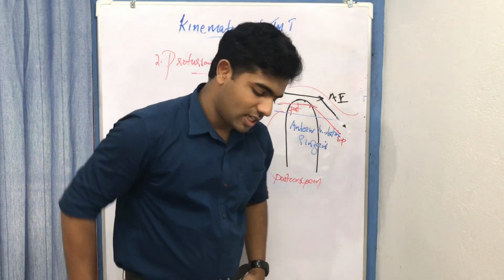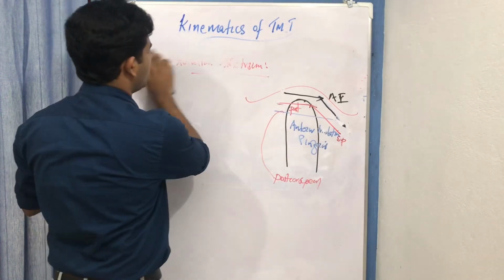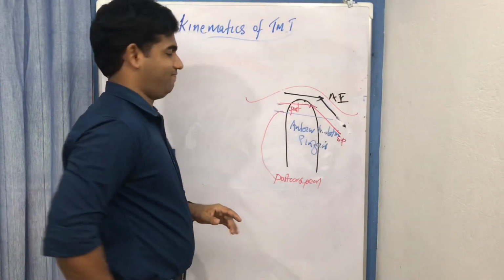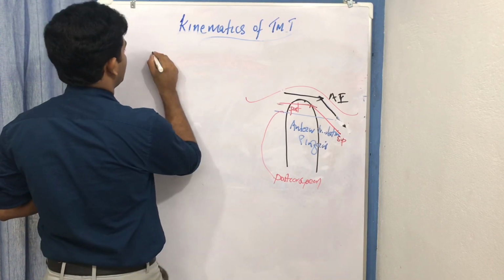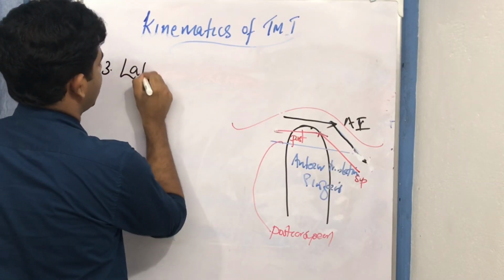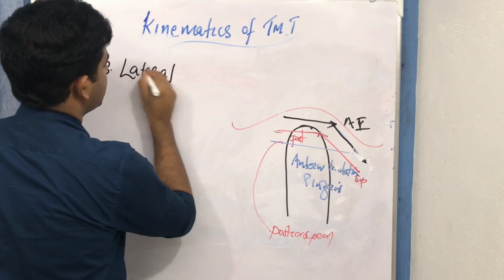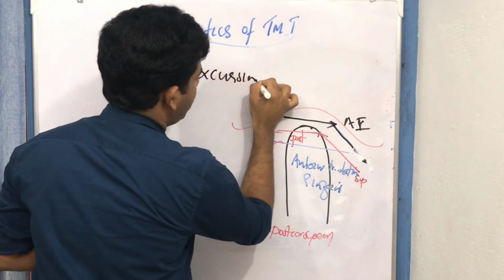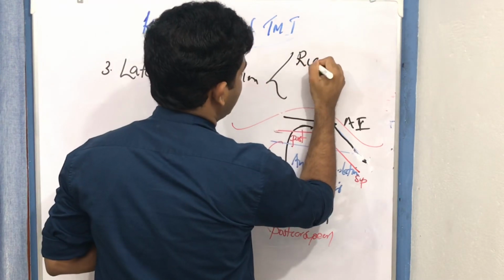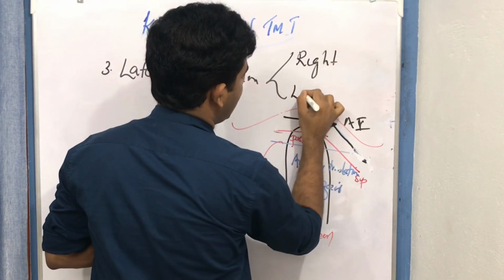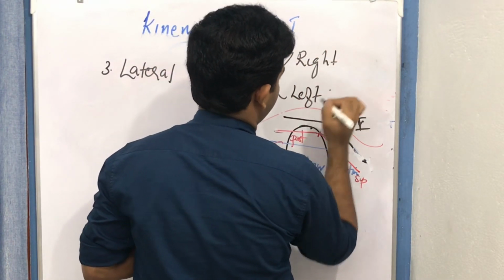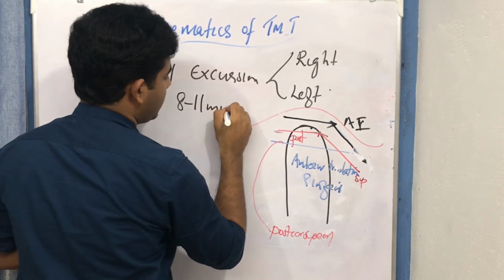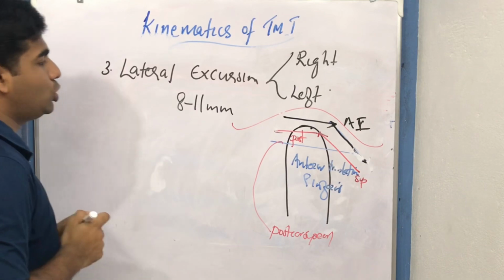And finally, the last movement to be understood is your lateral excursion. Lateral excursion can be to the right and it can be to the left. Usually it is about 10 to 11 millimeters.